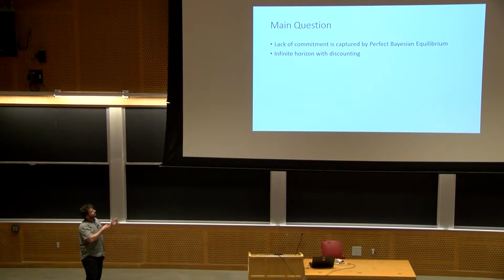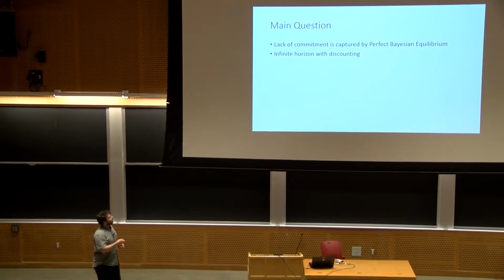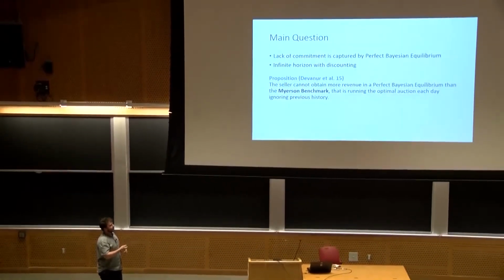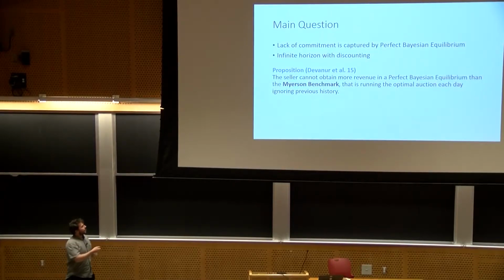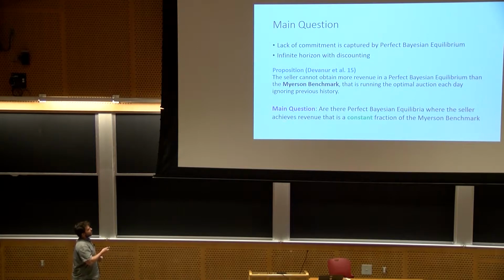We want to study the case of infinite horizon with discounting. And in this particular setting, we already know that the maximum revenue that the seller can generate in an equilibrium is no more than the Myerson benchmark. What is the Myerson benchmark? Running Myerson every round, so the case where you can commit to a price. And the question that we would like to address is, are there perfect Bayesian equilibria that have a revenue that approximates, ideally being a constant fraction of, that Myerson benchmark?